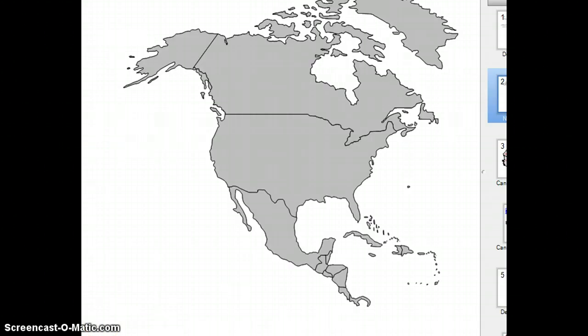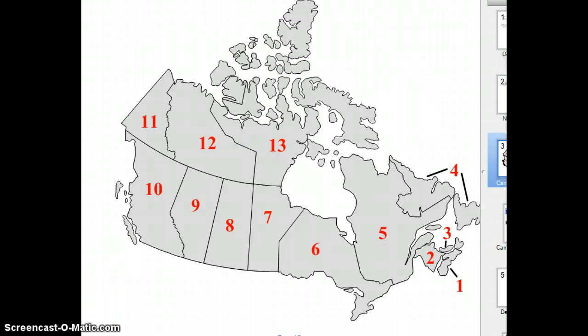Here's North America. You should recognize it, and we know that Canada is located here to the north of the United States. And here you see a map that I labeled for you with the 13 provinces. So you can see here's number 1. I'm going to go over all the names in a minute. Here's number 2. Can you see the outline of Maine right here? We'll talk about that in a minute.